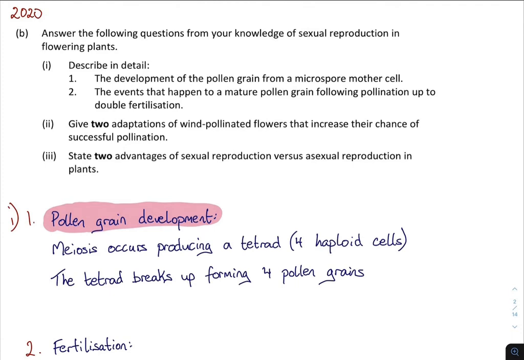And again, the word meiosis is important here. Anything that involves the formation of gametes, be it human or plants, is meiosis. Pretty much everything else after that is going to be mitosis. Now, describe in detail the events that happen to a mature pollen grain following pollination up to double fertilization. What's actually happening here?